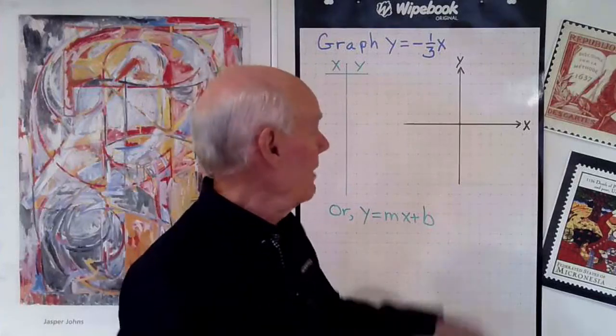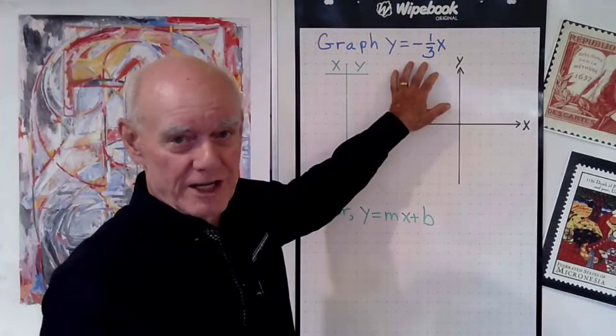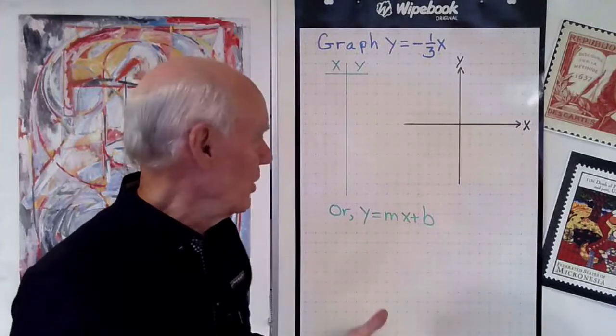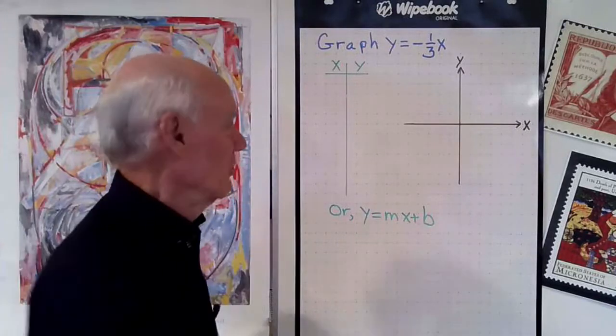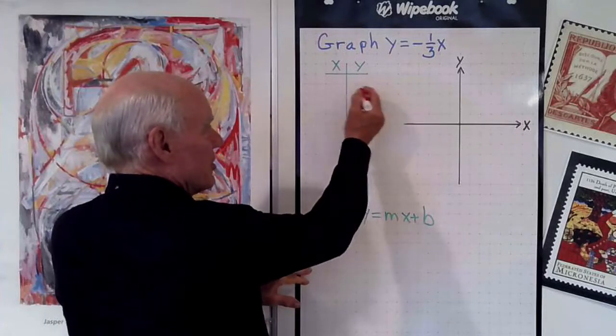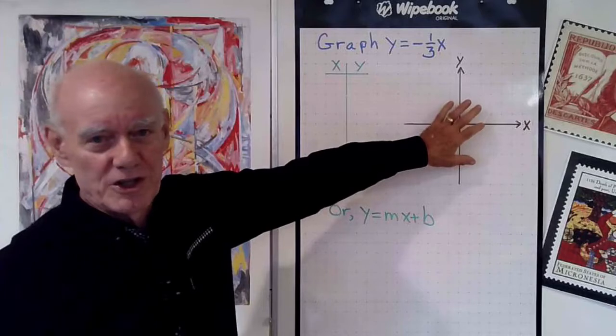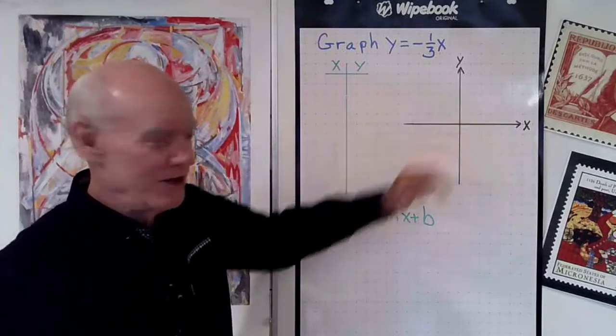Okay, we want to graph the line y equals negative 1/3 x, and just for a little review, a couple different ways to do this. One is with a table. So let's make a table of values of x and y that satisfy this equation. Then we'll put them on this coordinate system, draw a line through them, that'll be the graph.